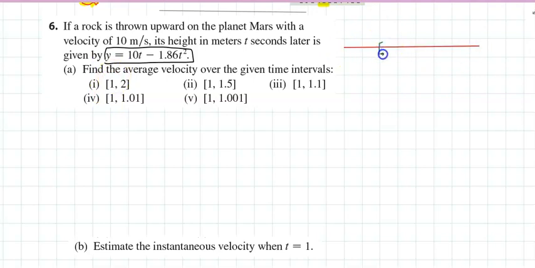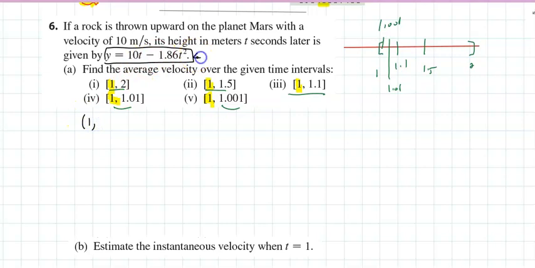between 1 and 2, there's 1, there's 2. Then 1 to 1.5. Then 1 to 1.1. Then 1 to 1.01. And then 1 to 1.001. So do you see what's fixed in every single case? Do you see that here? If I'm looking at this, I'm really looking at the point 1.